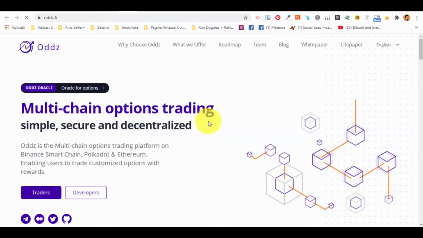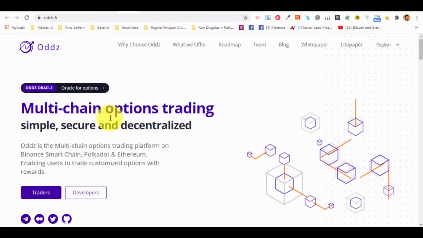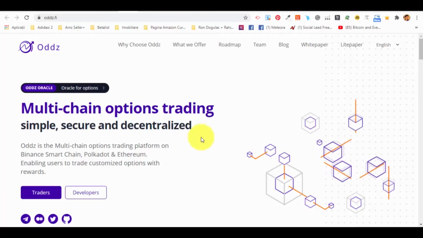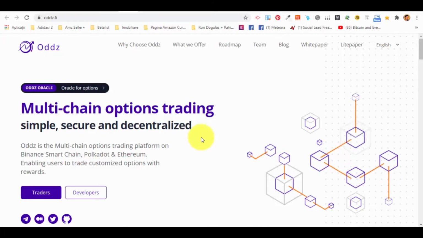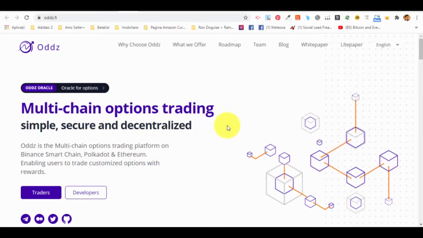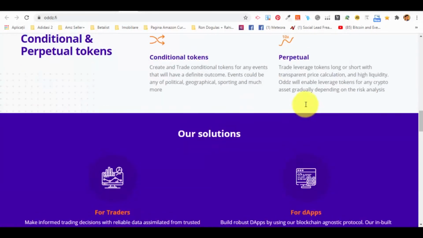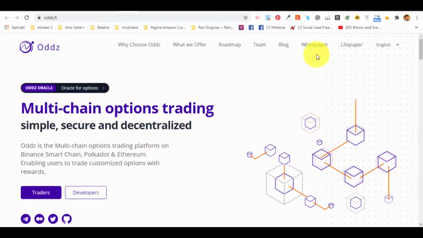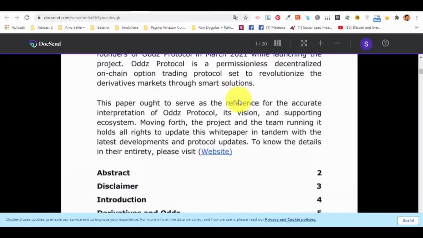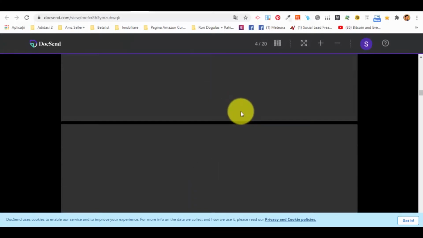odds.fi. For this one, you click on the website, you'll be redirected. Multi-chain options trading. Okay, simple, secure, and decentralized. So this is basically a multi-chain options trading, and basically that's what they are launching. This is the project. Okay, and here you have different information about the project. And the cool part is that you have this white paper. You can click on the link white paper, and you can check more about the ICO.